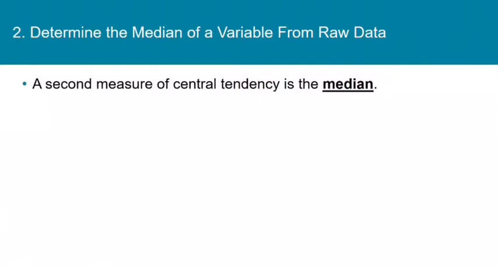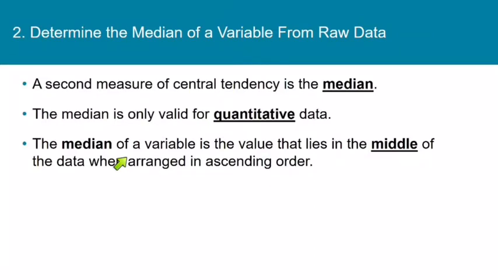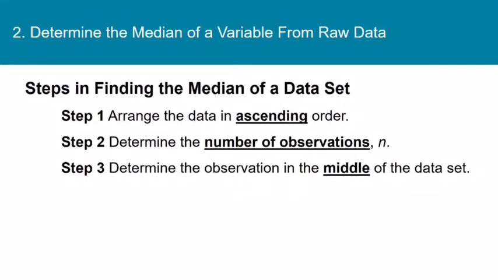Now let's talk about the median. The median is another measure of central tendency, and again, this is valid only for quantitative data. The median of a variable is the value that lies in the middle of the data when arranged in ascending order. We use the capital letter M to represent the median, and we do not have different symbols for population and sample here. Here are the steps for finding the median of a data set. We'll arrange the data in ascending order, that means from smallest to largest.